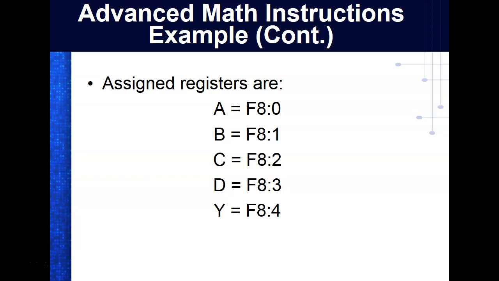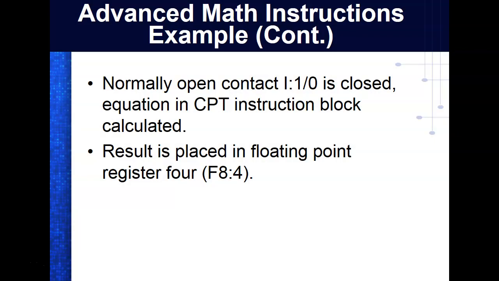So what we do is we set up some assigned registers. A, we're going to use F8. B, we're going to use F8. So we're going to use F8 for all these, because we're probably going to be dealing with real numbers, right? And we're going to use a normally open contact to start the thing, and we're going to place our answer into F8:4.